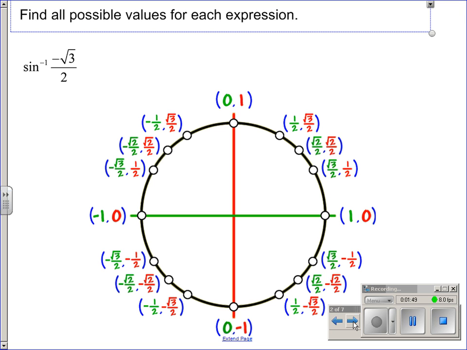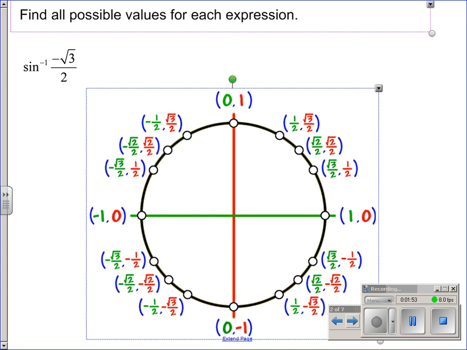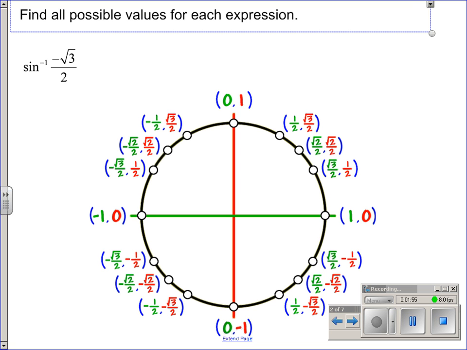So it says find all possible values for each expression. Okay. Find all possible values for each expression. So notice no capital letter there. So we're talking about an infinite number of answers. So to get your answer, you're going to be using the unit circle.